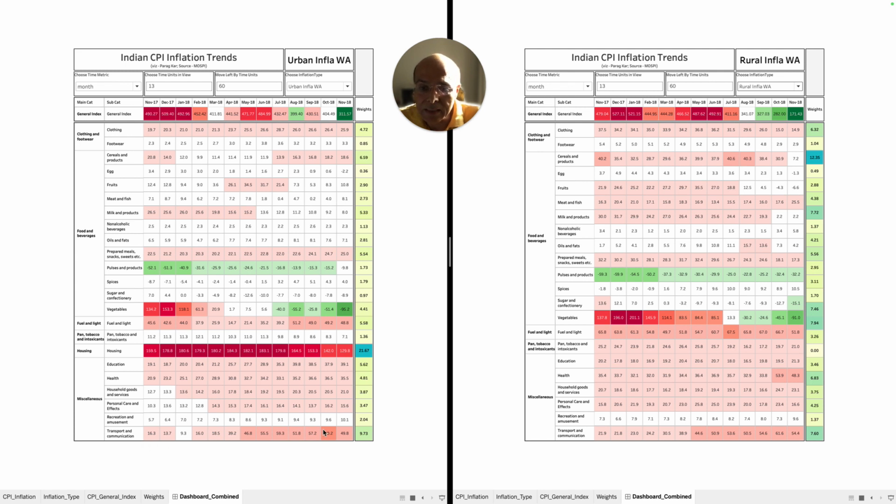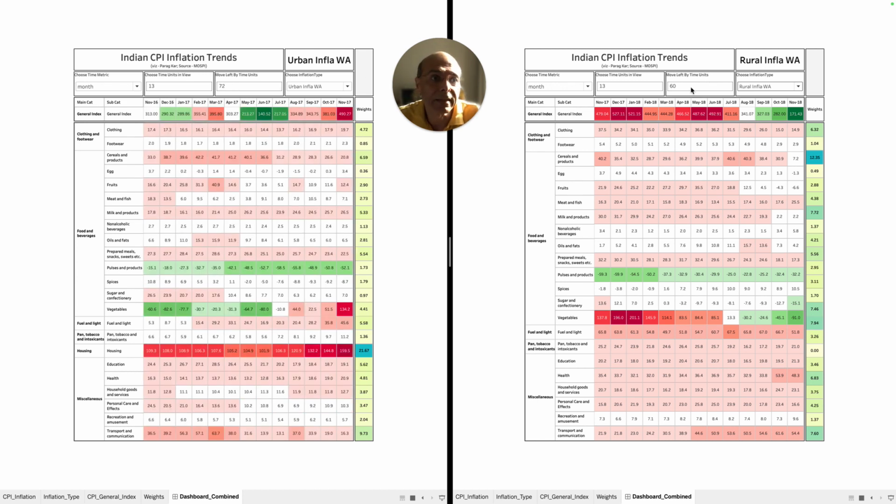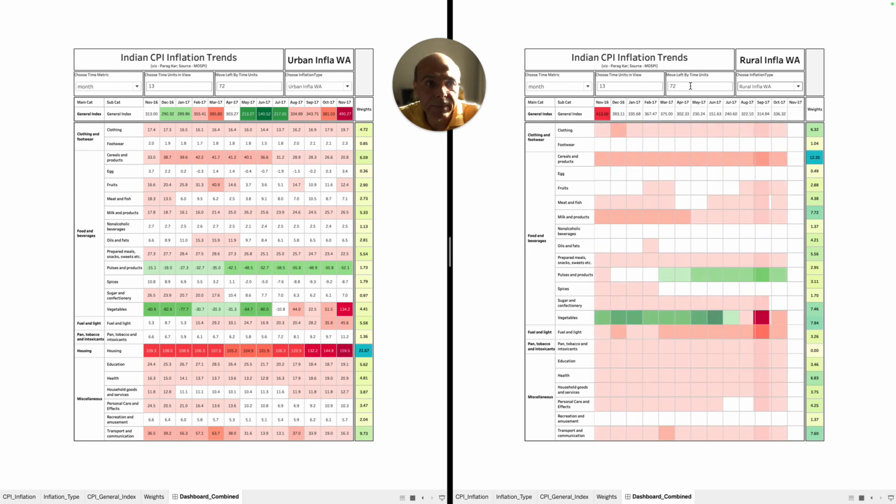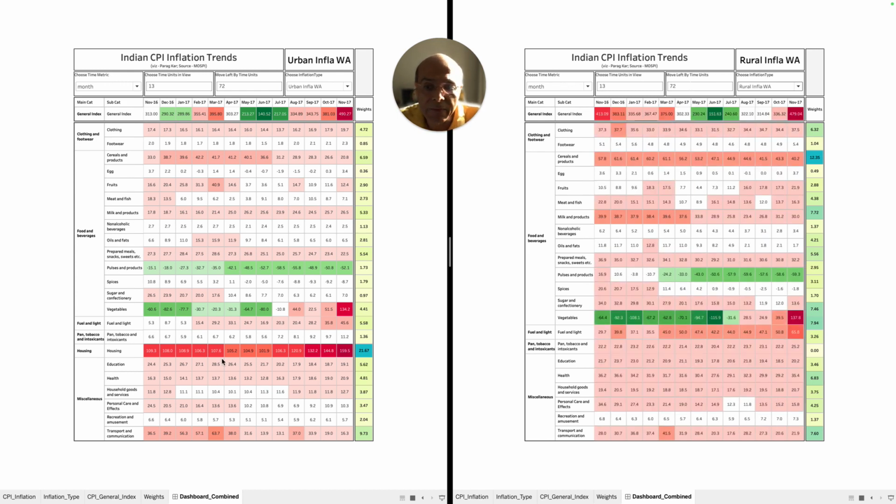And then the transport prices were also reasonably fine, that's okay. Let's look back 72 months back in time and see what was the situation then, and how the inflation numbers basically compared. So 72 months back in time, the housing numbers were high, the vegetable numbers were controlled, pulses and products were much lower compared to what it is today.